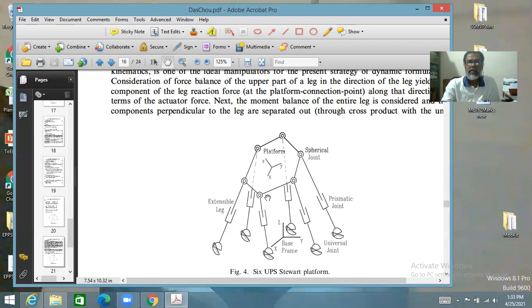Each leg is composed of one spherical joint at the end connecting with the platform, and a universal joint or a spherical joint connecting it with the base. The leg itself is composed of two bodies, an upper part and a lower part, between which you have a prismatic, sliding actuation. Okay, so you could have had a revolute connection also.